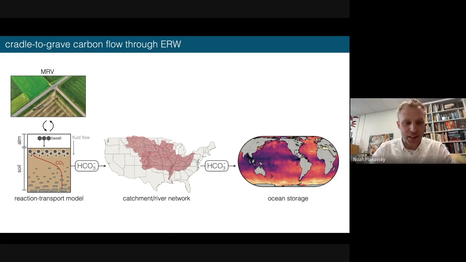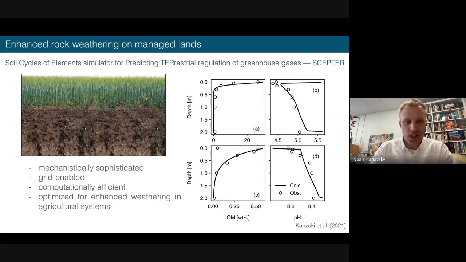So one of the first ways to start is obviously in the soils. The basic idea behind tracking weathering flux or weathering processes, the consumption of CO2 in soils, is something that has been around for a long time. Working with folks at Georgia Tech, led by folks at Georgia Tech, we have built a new reactive transport model in the soils that's designed specifically for enhanced weathering. But the basic idea of this is relatively simple.